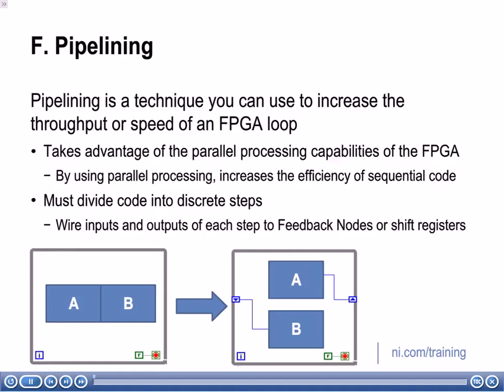In the previous section, we described troubleshooting single cycle time loop errors. By the end of this module, you will be able to use pipelining to increase the throughput or speed of an FPGA loop.